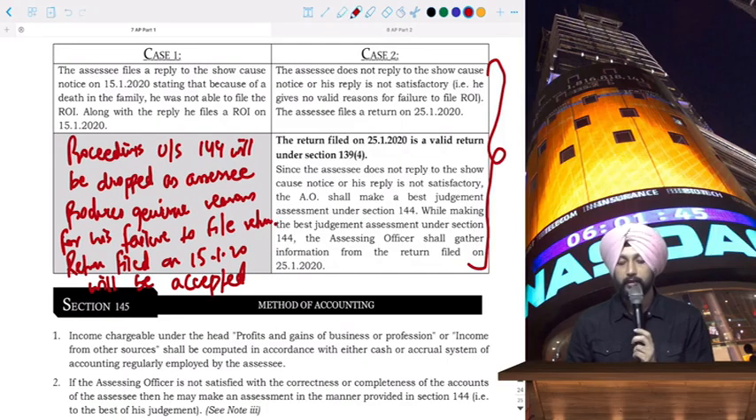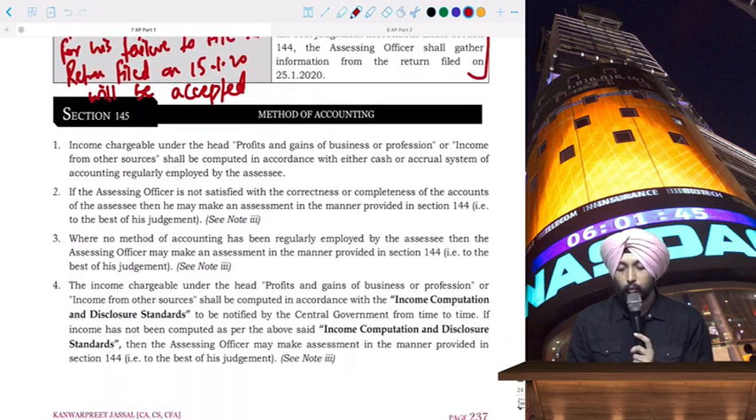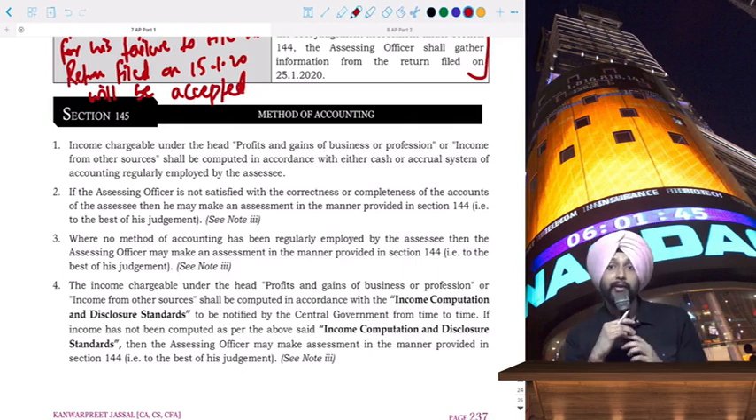I hope you have understood this. Next is section 145, that is method of accounting. Part of it we already discussed yesterday, and some part of it we discussed when we were studying PGBP. I told you very clearly, income under the head PGBP, only for these two heads. If you want, you can follow the mercantile basis of accounting or cash basis of accounting as you wish. But once you have followed a particular method, you should continue following that method for the subsequent years. And any change in method should be notified to the assessing officer, and there should be valid reasons for you to change the method of accounting.